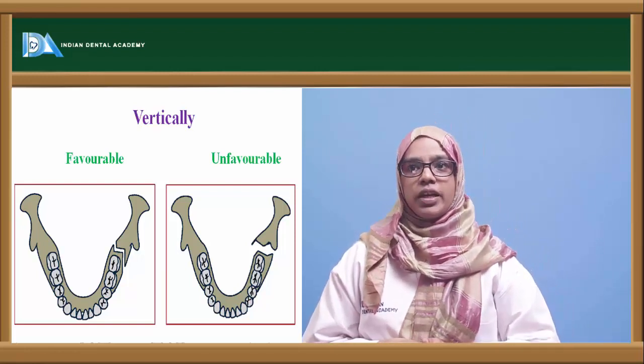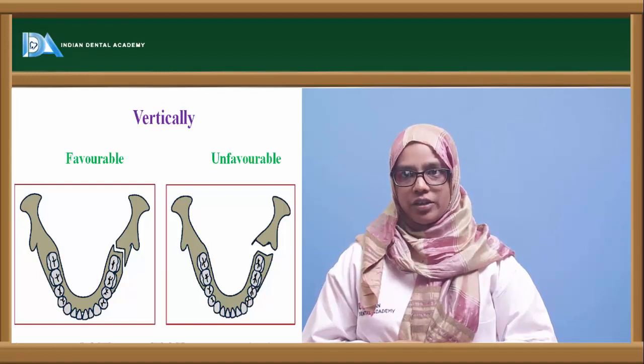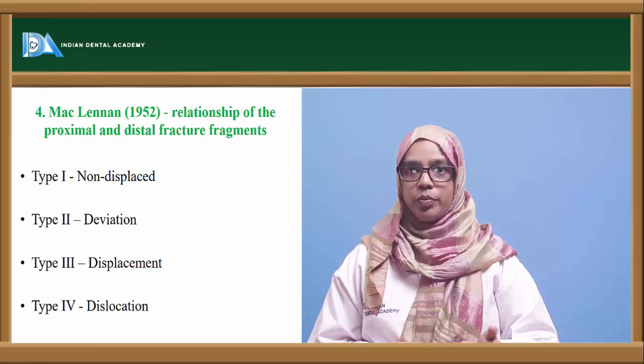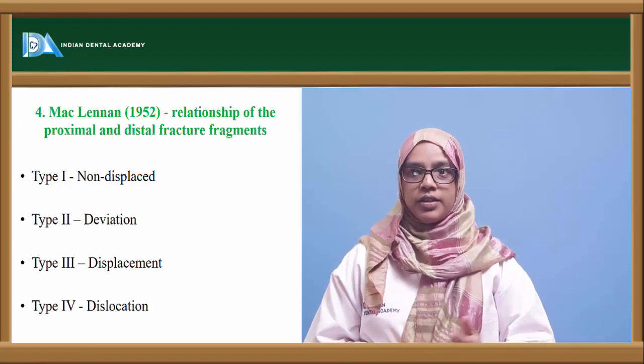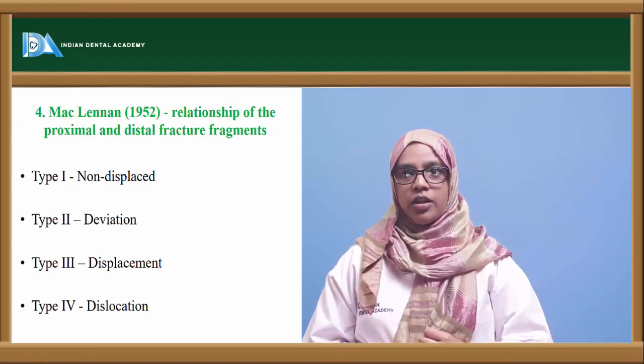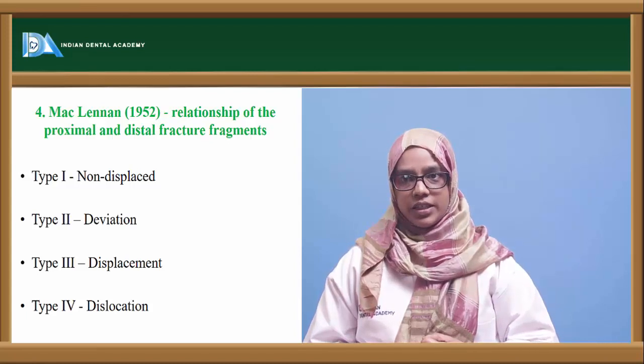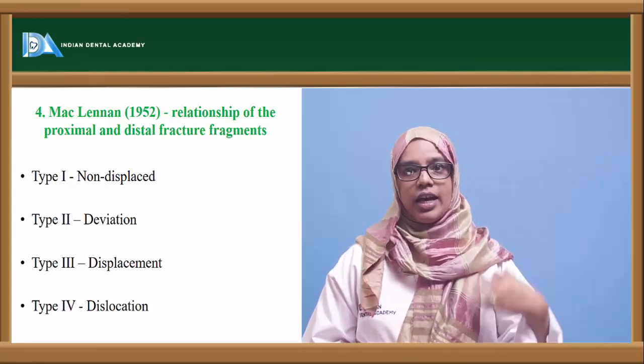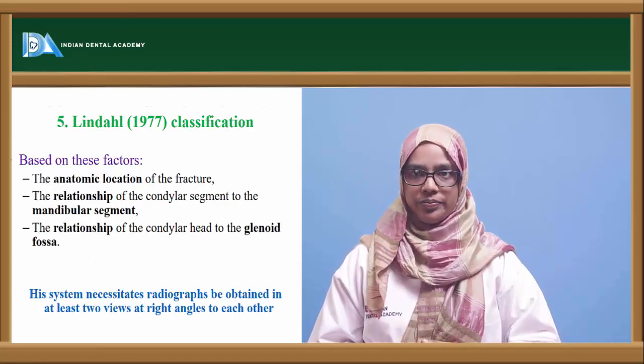Let's move on to McLean's classification of condylar fracture, which classifies fractures depending upon the relationship of the proximal and distal fragment. Type 1 is undisplaced, non-displaced. Type 2 is deviated. Type 3 is displaced, where the displacement could be medial or lateral. And type 4 is dislocation.